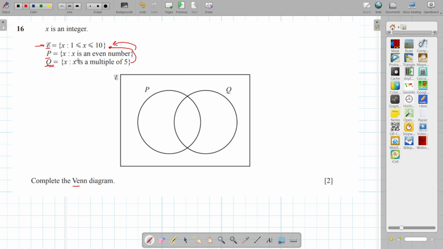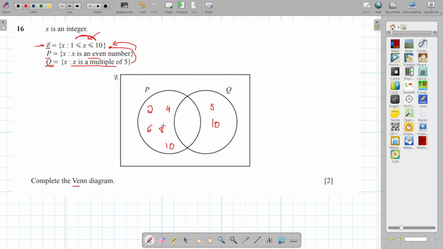Okay, let's start with P. What are the even numbers which are between 1 and 10? Obviously 2, 4, 6, 8, and 10. Then Q. What numbers are multiples of 5? The multiples of 5 are 5 and 10, in between 1 and 10. In between 1 and 10, the only multiples of 5 are 5 and 10. Okay, you have this part now in between P and Q.